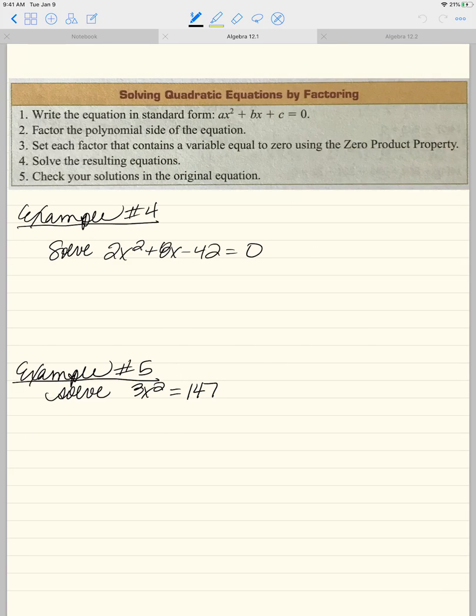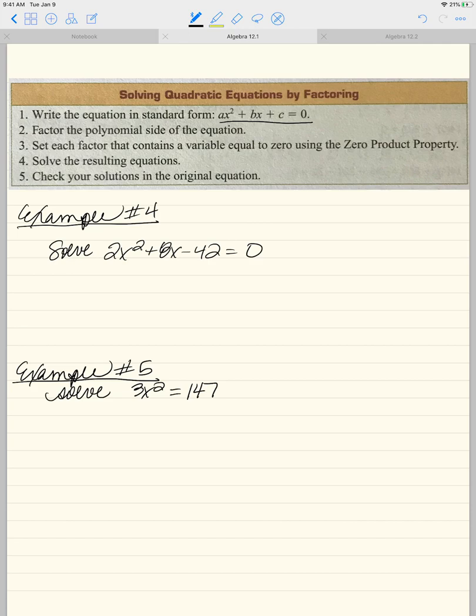When solving a quadratic equation by factoring, you have to make sure the equation is in standard form first. So here are our rules. Number 1, make sure the equation is written in standard form, ax squared plus bx plus c is equal to 0. 2, factor the polynomial side of the equation. 3, set each factor that contains a variable equal to 0 using the zero product property. 4, solve the resulting equations. And 5, check your solutions.